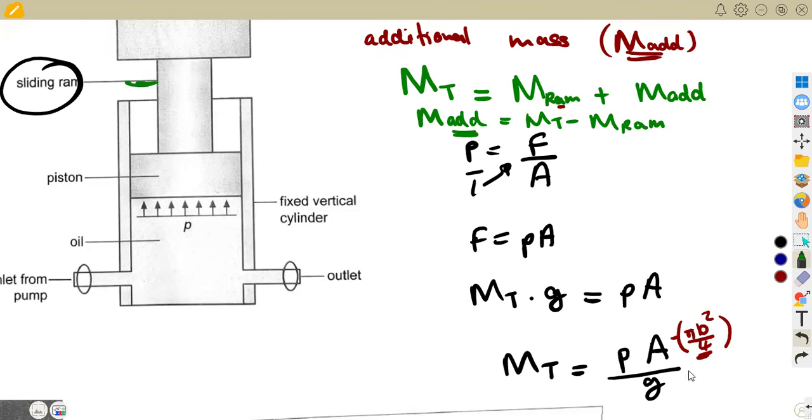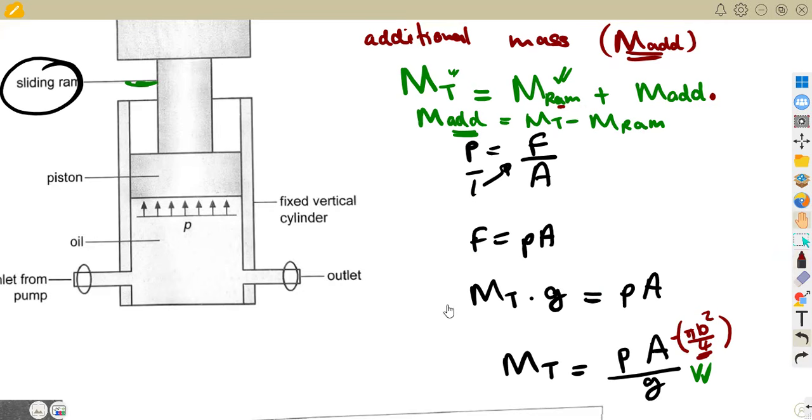So meaning to say, if I have got the total mass from here and I'm given the mass of the RAM, I can calculate what? To calculate the additional mass that is required to act as a weight, all right, to obtain the required pressure, a certain pressure. So that is the idea there, all right? So you can play around with this formula to find this.